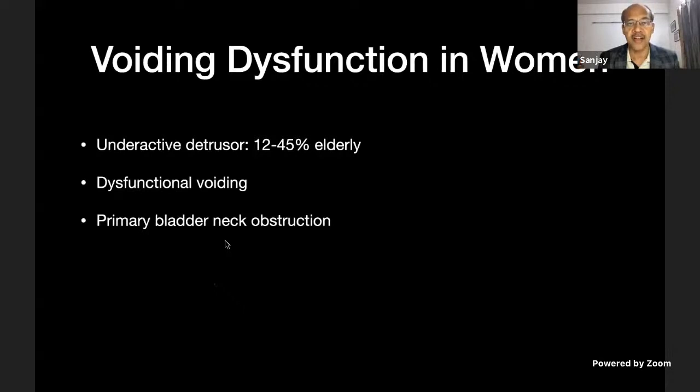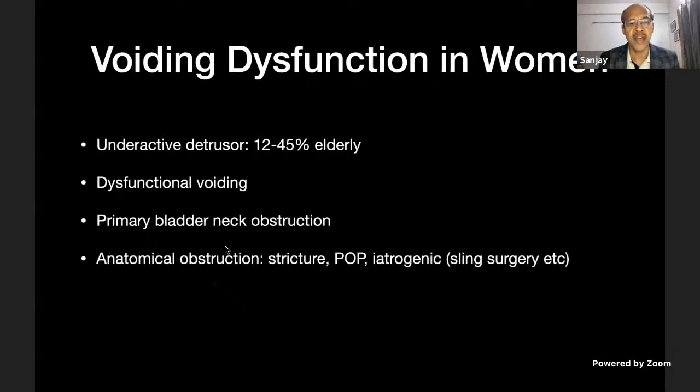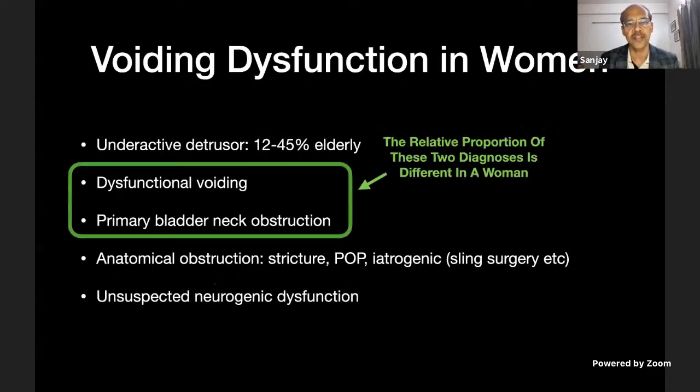You can have primary bladder neck obstruction, a relatively less common diagnosis. Anatomical obstruction is far less common, and I continue to believe that many patients are overdiagnosed with strictures. Unsuspected neurogenic dysfunction, all these are potential reasons for getting voiding dysfunction in women. And the relative proportion of these diagnoses obviously is different between a man and a woman.